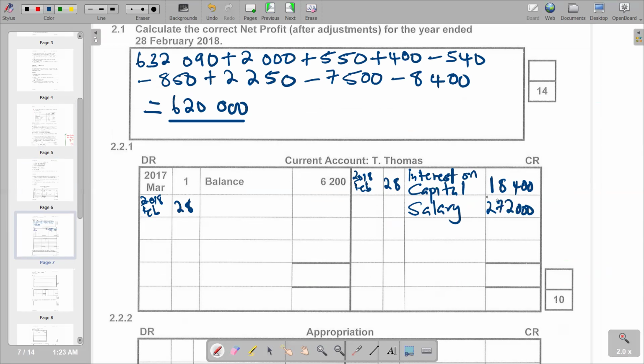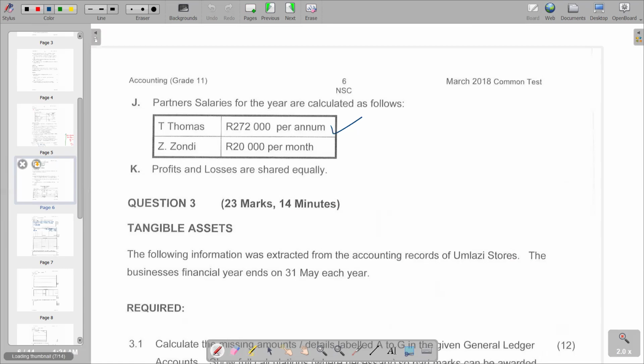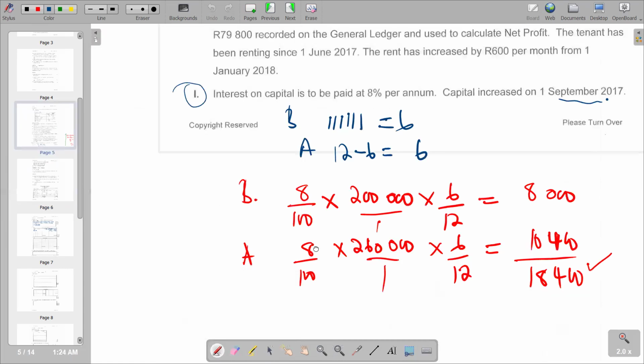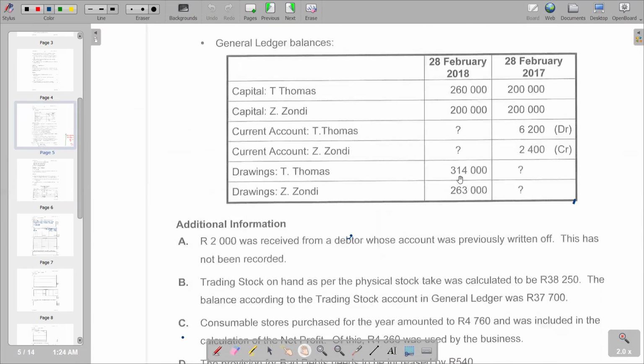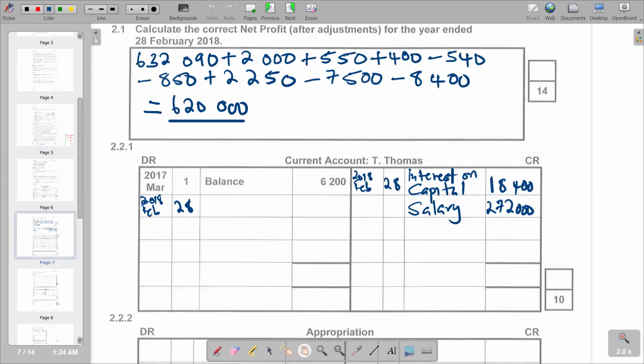And then we'll check again. We remember drawings and interest on drawings, but according to the question, we do not have interest on drawings. So we can check the drawings balance. For Thomas, it's 314,000. So we are going to debit drawings with the whole amount, 314,000. If the question had interest on drawings, we would also put interest on drawings. But according to the question, we do not have it.